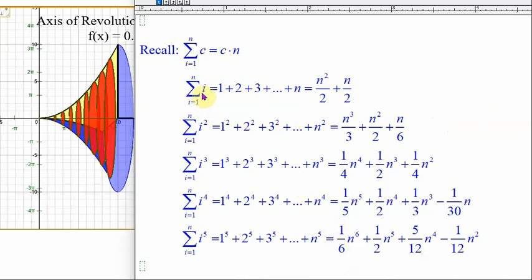And so recall that if we have 1 plus 2 plus 3 all the way up to n, then it'd be equal to n squared over 2, and then plus n over 2. And we're going to need this one, 1 to the 4th plus 2 to the 4th plus 3 to the 4th up to n to the 4th, which is this.